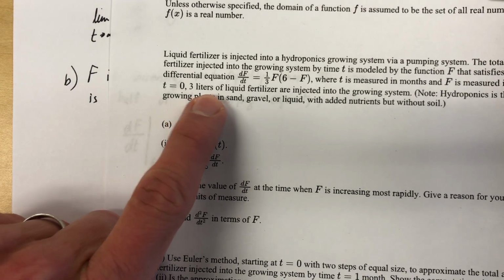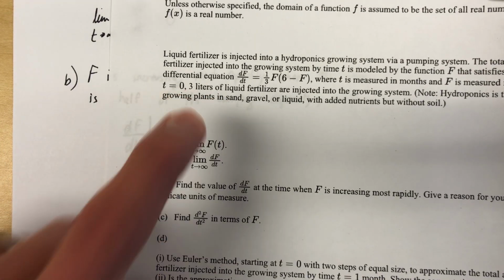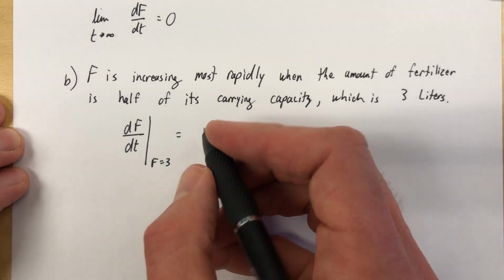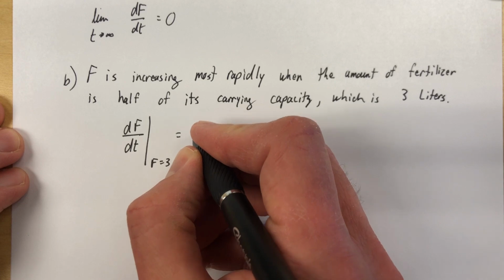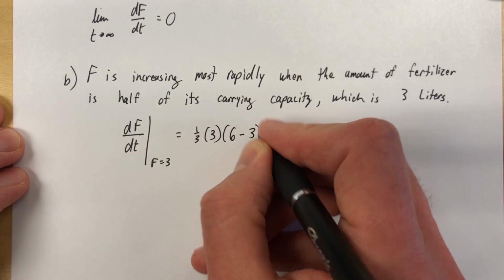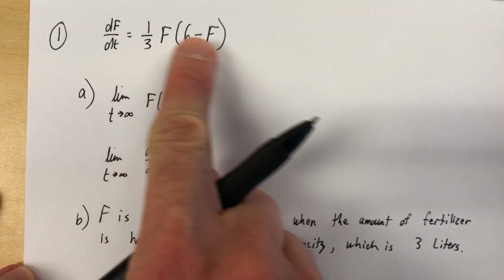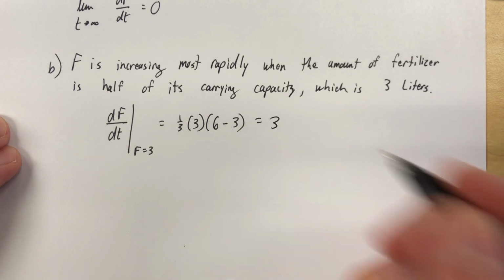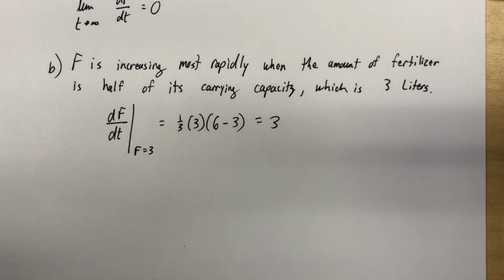By the way, here's how we know that. 3 liters of liquid are injected at T equals 0. So the point of inflection is actually on the y-axis in this case. It would be 1/3 times 3 times 6 minus 3. I'm not making these numbers up. 3 goes here, 3 goes here. That gives me 1 times 3, so 3. But indicate units of measure. All right, 3 what? Oh, liters.